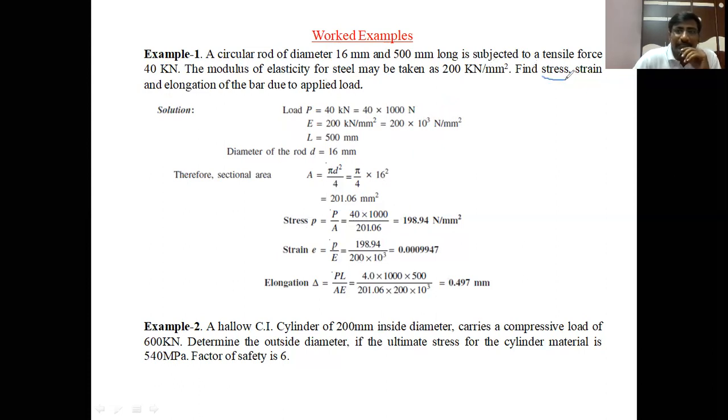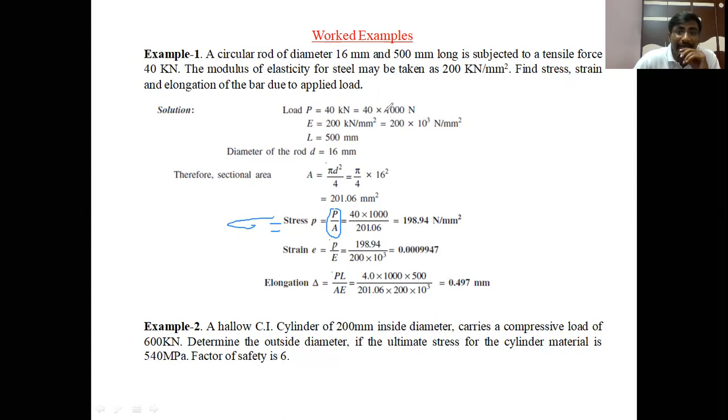Then stress. Stress is represented by sigma or small p, it is the linear stress. In some books the stress is represented by sigma, in some books the stress is represented by small p. Capital P is the load, small p is the stress. So stress, p or sigma, is equal to P by A, that is the load per unit area or load by area.